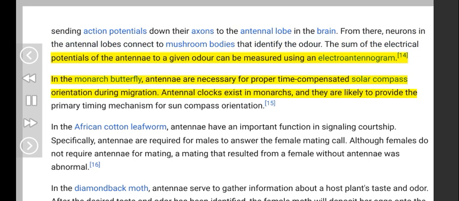In the monarch butterfly, antennae are necessary for proper time-compensated solar compass orientation during migration.